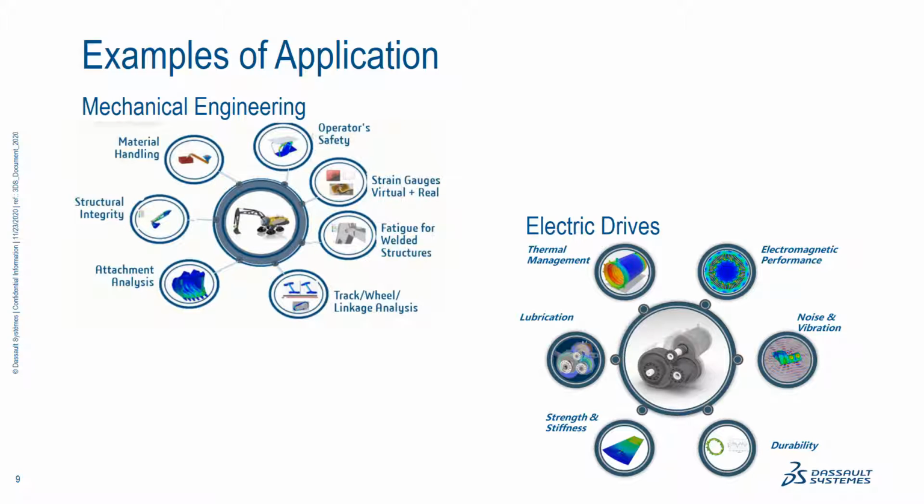Another example where we're leaving the, let's say, structures domain is the application of electric drives. So we're having flow simulation for thermal management. We have the electromagnetic performance of the electric engine. Especially in electric drives, the topic of noise and vibration is becoming huge because you don't have, like in a combustion engine, the steady sound and noise level that you usually have, but major acoustic interferences come from the gearbox, for example. And we have topics like gear lubrication.